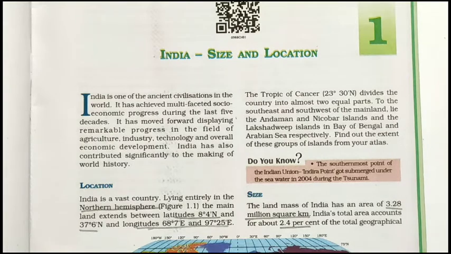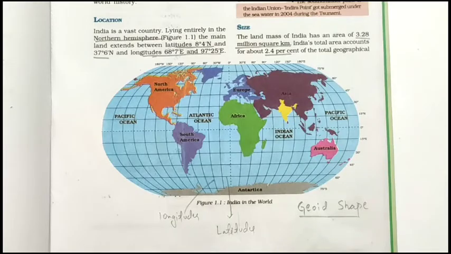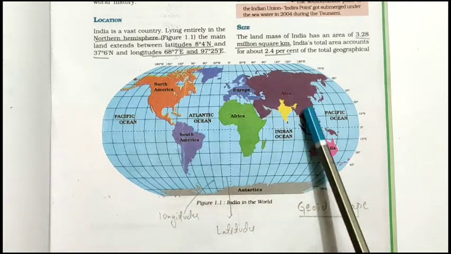First, let's see the location. While we discuss, always look at the map. Without the map, it will be difficult for you to understand. So you can at least look at the map given in your book. There is a world map given in your book.